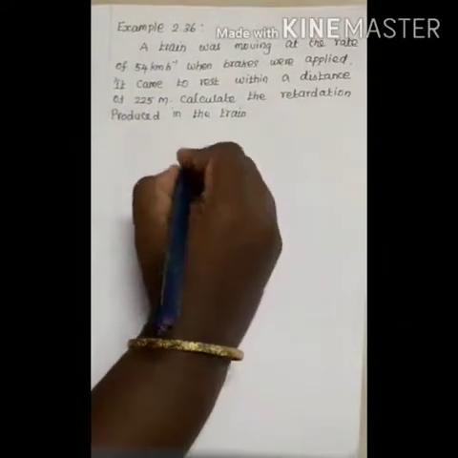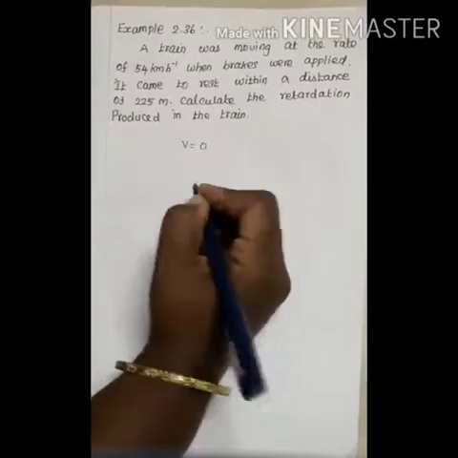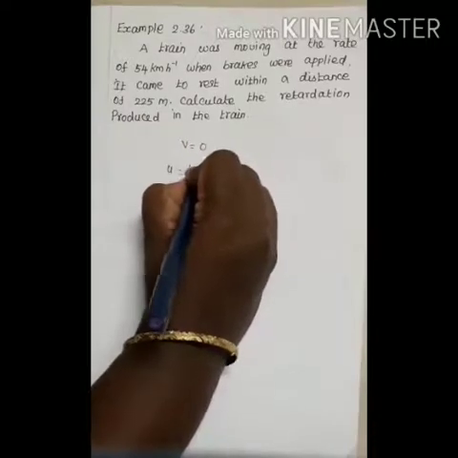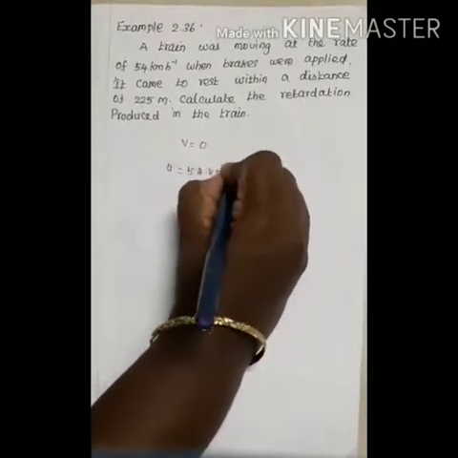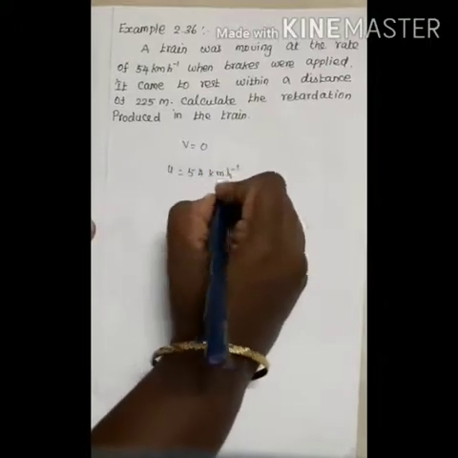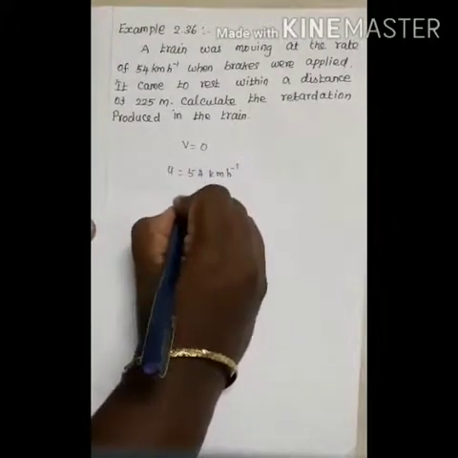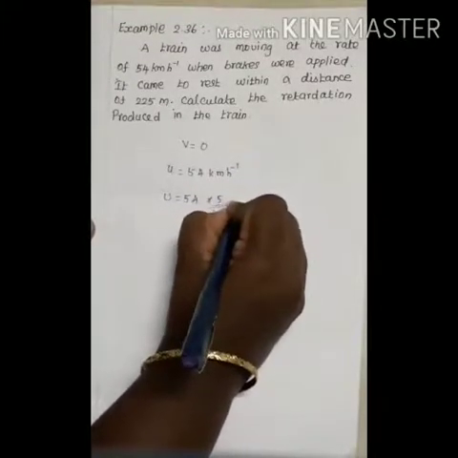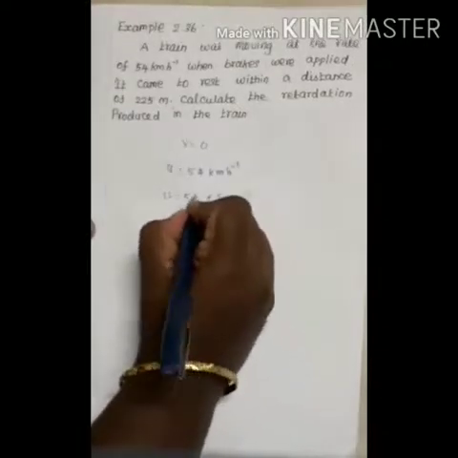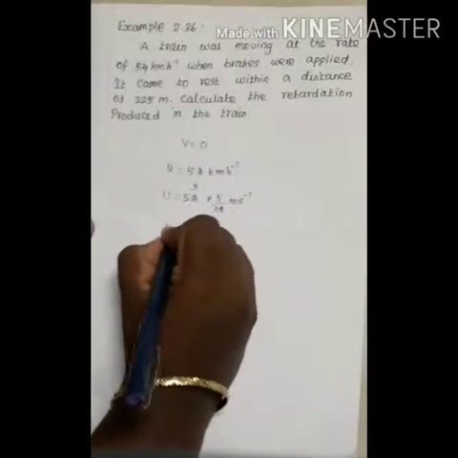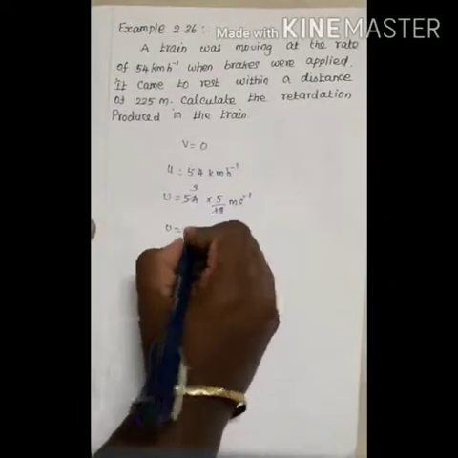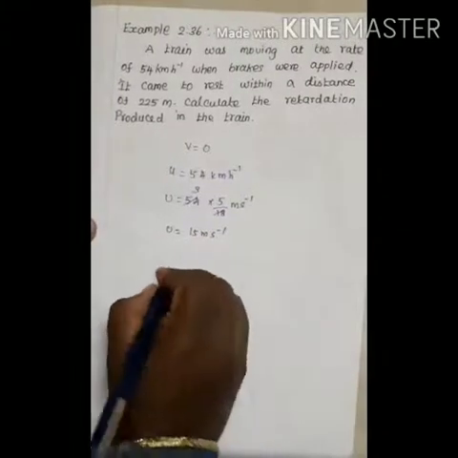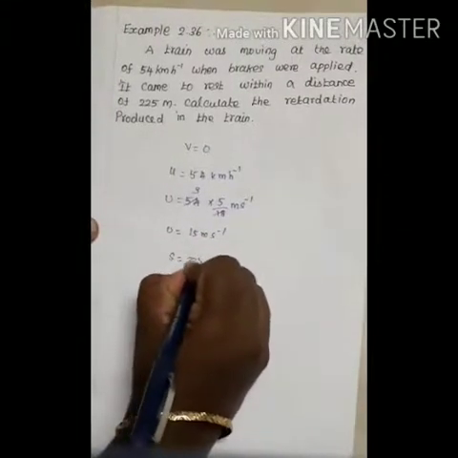The final velocity of the particle, v, is equal to 0. The initial velocity of the particle, u, is equal to 54 km/h. Therefore, km/h is converted into meter per second. Therefore, u is equal to 54 into 5 by 18 meter per second, so the initial velocity u is equal to 15 meter per second. Therefore, the distance s is equal to 225 meter.